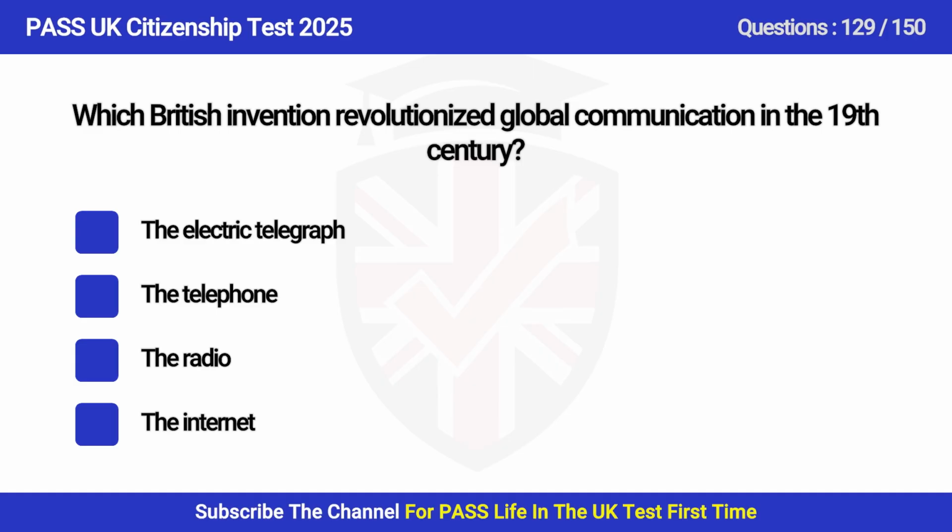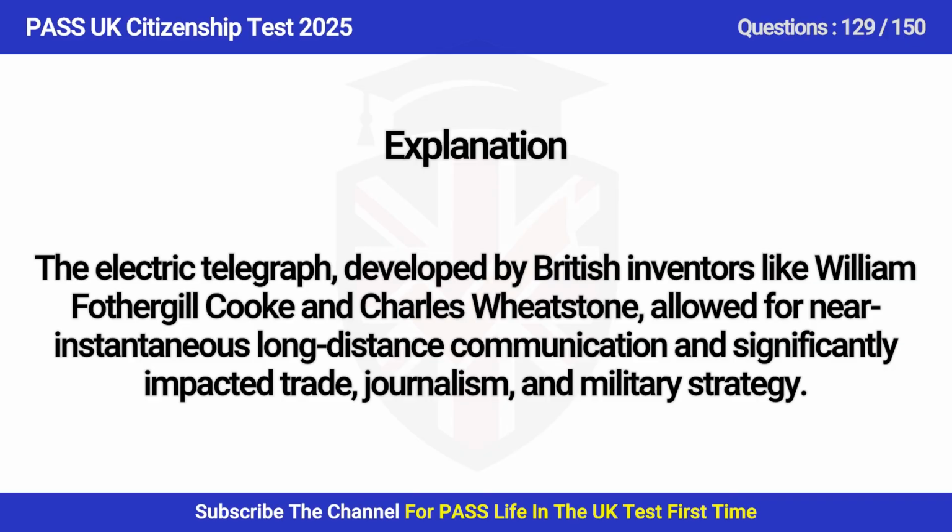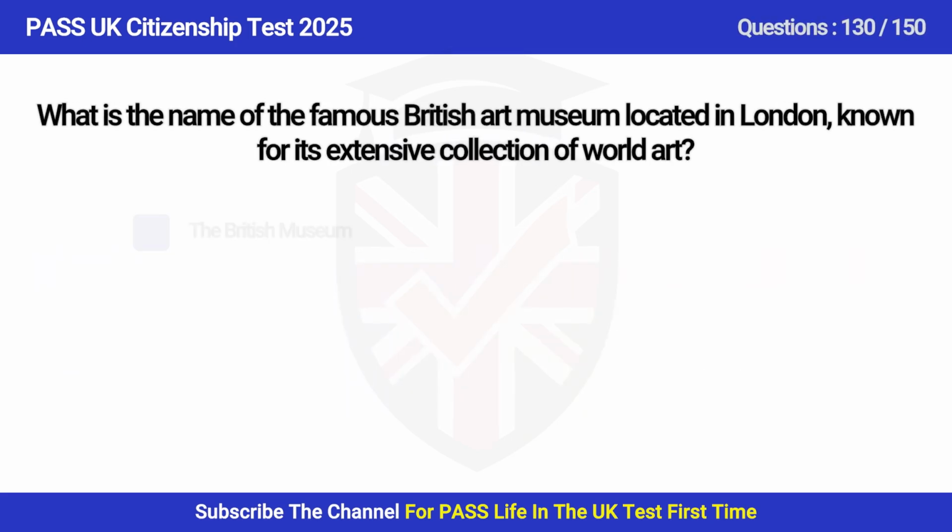A. The electric telegraph, B. The telephone, C. The radio, D. The internet. Answer is A. The electric telegraph. The electric telegraph, developed by British inventors like William Cooke and Charles Wheatstone, allowed for rapid communication and significantly impacted trade, journalism, and military strategy. Question 130.